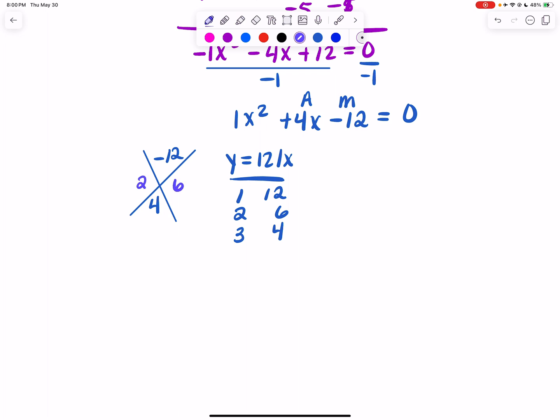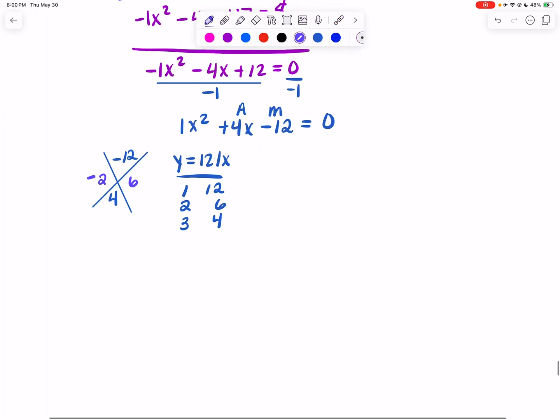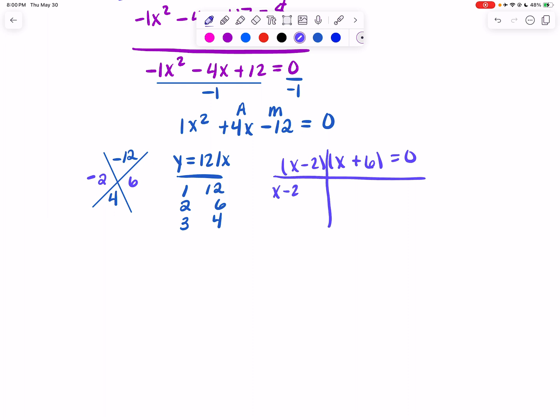But if we look, we want to multiply to negative 12. 2 times 6 is positive 12. So I'm going to make my 2 negative and see if that works. Negative 2 times 6 is negative 12. Negative 2 plus 6 is 4. So now I have x minus 2 times x plus 6 is equal to 0. Now, whenever we have this, we t-time it. So I'm going to do x minus 2 equal to 0 and x plus 6 equal to 0. I add 2, and I get x equals 2. Minus 6, and then I get x is equal to negative 6.